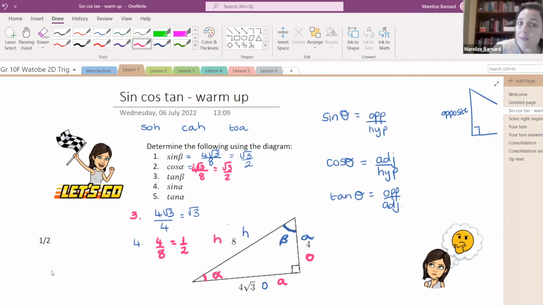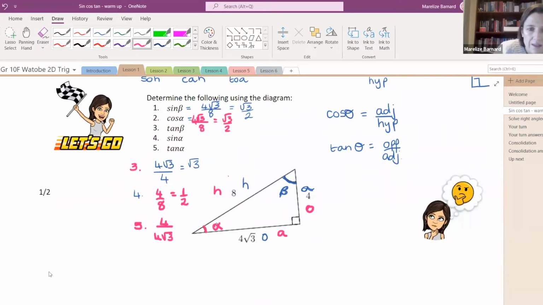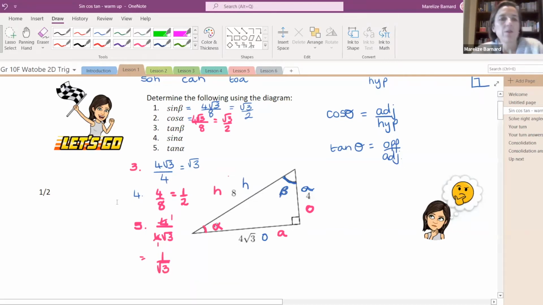Okay, guys, I'm just holding questions until we are finished with this little exercise. Okay, so then tan of alpha. Alpha is over here, tan is opposite over adjacent, so that is 4 over 4 root 3. And that is going to simplify even further. So that goes into itself, and then we have 1 over root 3. Right. So well done to those who put some answers up for us.